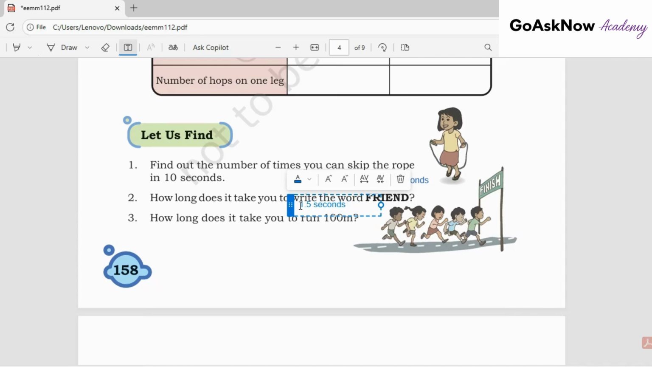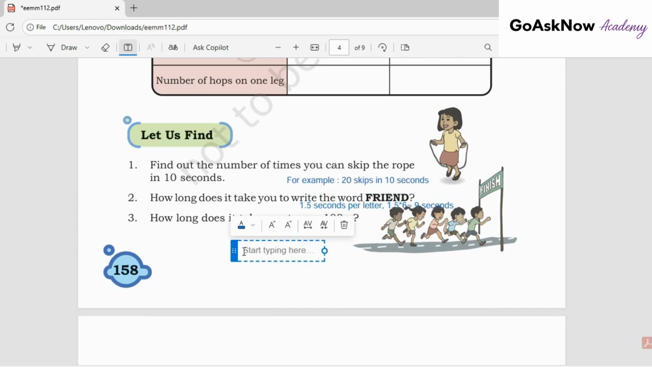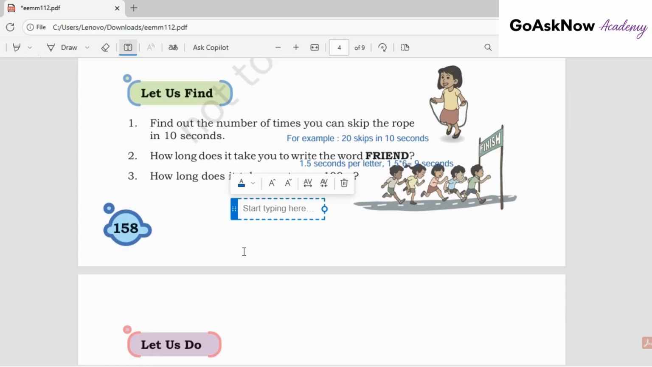1.5 seconds per letter. Then there are six letters in friend, which is 1.5 times 6, equal to 9 seconds. The total answer is 9 seconds. Then how long does it take you to run 100 meters? For example, it also varies from person to person. So I am writing an approximation: an 8 to 10 year old may run it in 25 to 40 seconds.